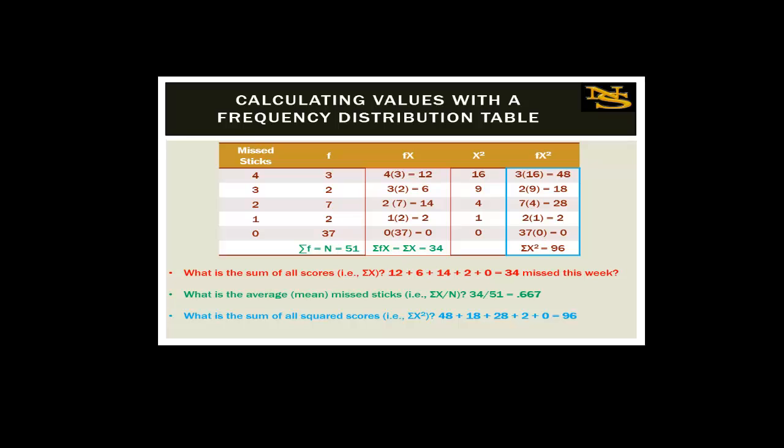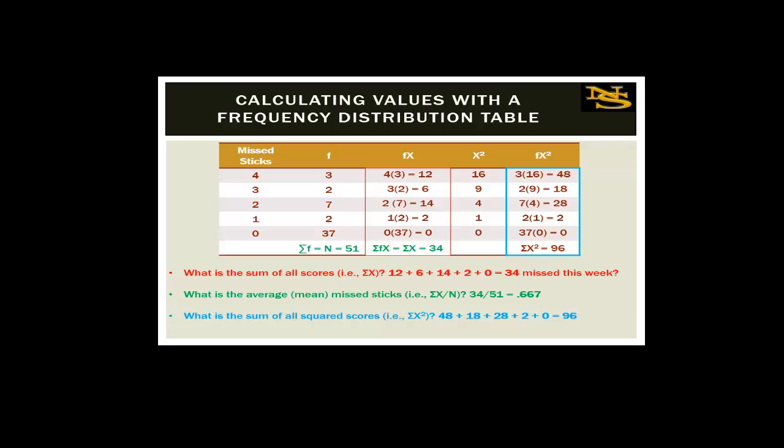So whenever you see sum of x, you could also think about it, if you're looking at a frequency distribution table, as the sum of fx. So x times f, or f times x, however you want to do it, you're going to get the same number. Over here, add it together. So 4 times 3 is 12. 3 phlebotomists had 4 missed sticks for a total of 12 missed sticks among those 3 phlebotomists, for example.